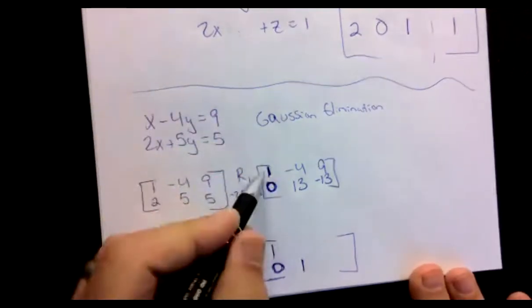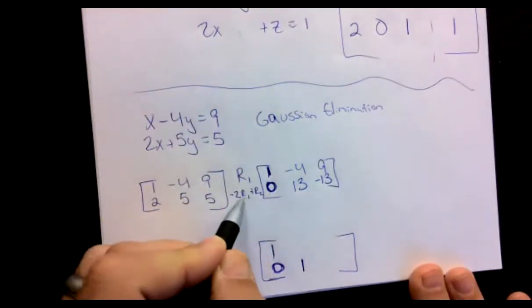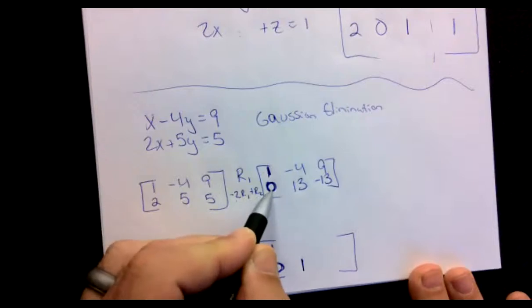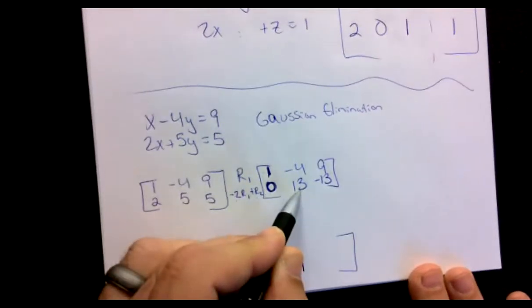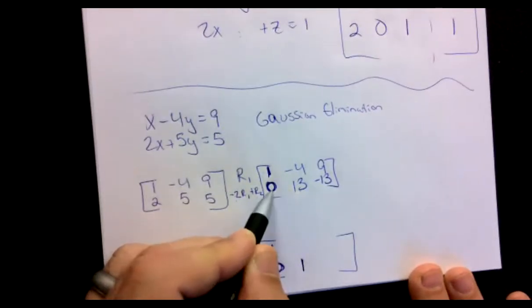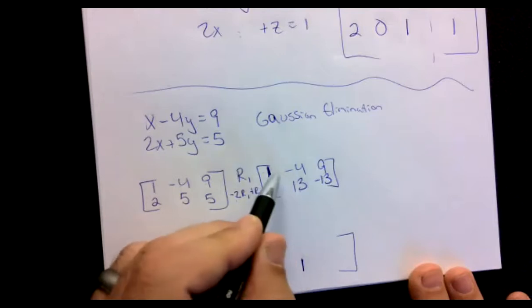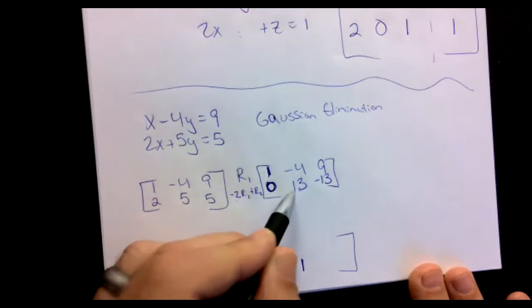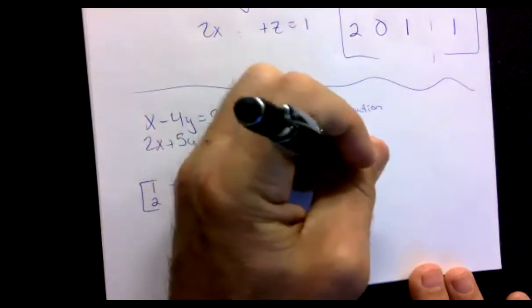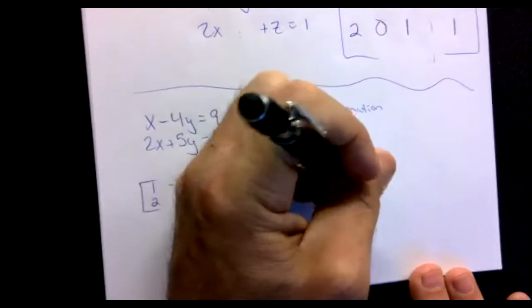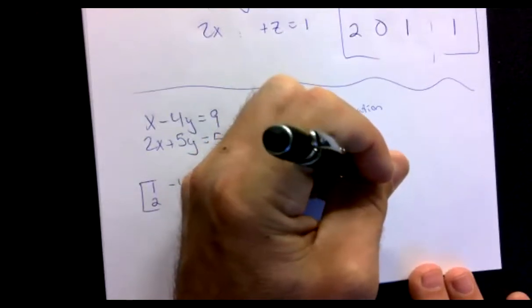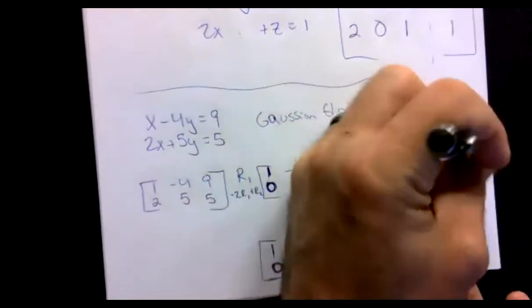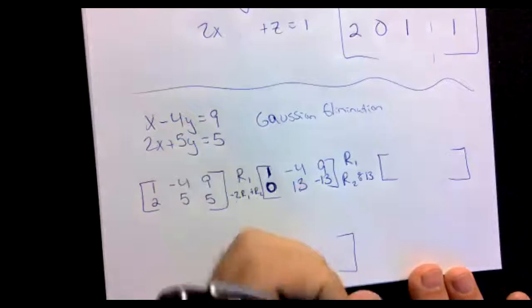So I was lucky enough to have my 1. I had to do my matrix row operations to get my 0. Next, I want to get a 1 here without changing my 0. So I don't want to multiply and add because that's going to change my 0. So all I'm going to do is take row 2 and multiply by 1/13, or divide by 13.